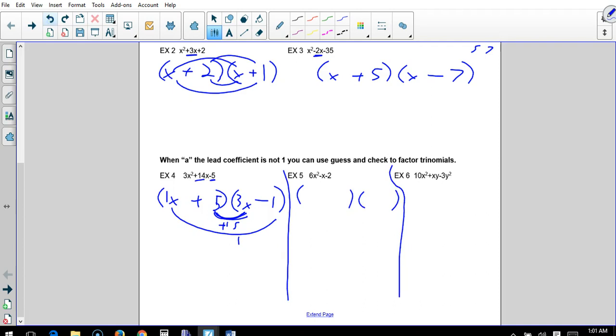So now I'm going to go backwards because obviously I want 1 and 2. That's the only way to get 2. But for 6, I can do 1 and 6 or 2 and 3. And that's where the guessing and checking comes in. So I'm going to try 2 and 3. Well, this gives me 6, and that gives me 2. 6 minus 2 is not 1.